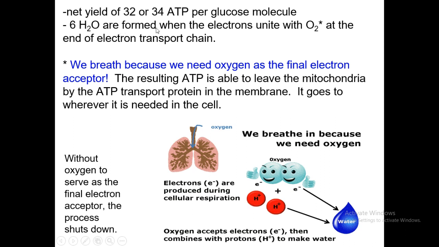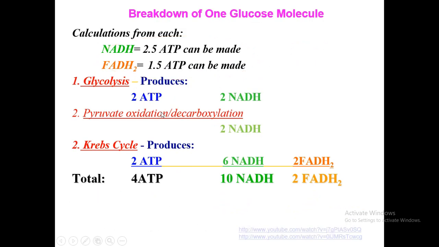So 6 water are formed when the electrons unite with oxygen at the end of the electron transport chain. So we breathe because we need oxygen as the final electron acceptor. So the resulting ATP is able to leave the mitochondria by the ATP transport protein in the membrane, so it goes wherever it is needed in the cell. So we breathe in because we need oxygen, because it is the final electron acceptor.